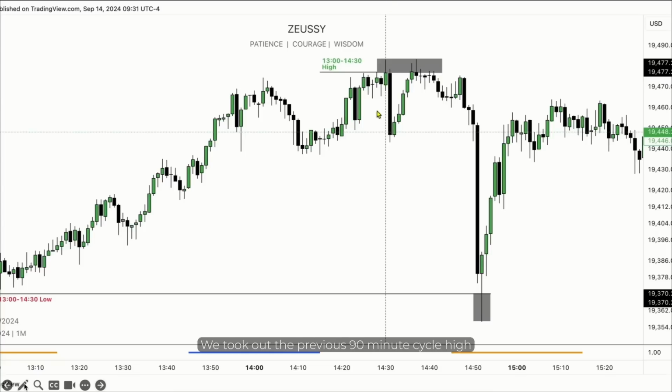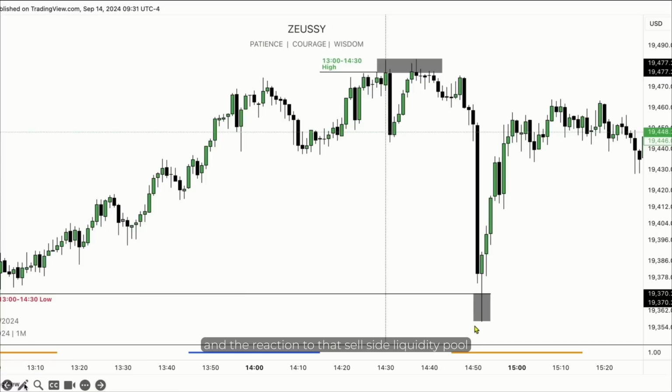We took out the previous 90-minute cycle high, the second 90-minute cycle high of the afternoon session, and we repriced to the low of the previous 90-minute cycle, the second cycle of the afternoon session. We take out the low and immediately reject it to trade back into the range that was established to eventually close the day.